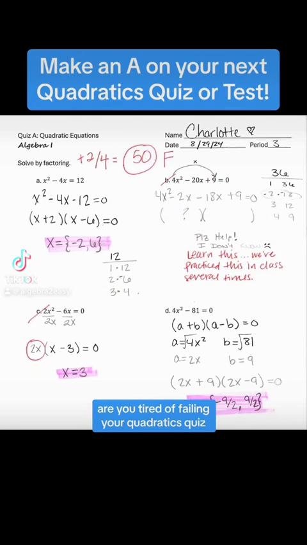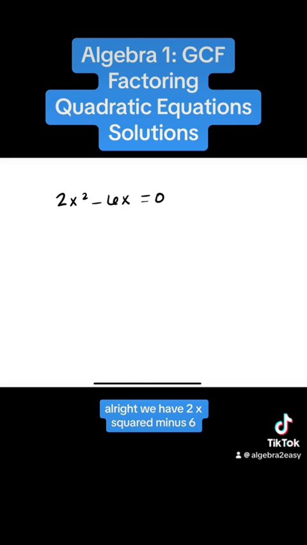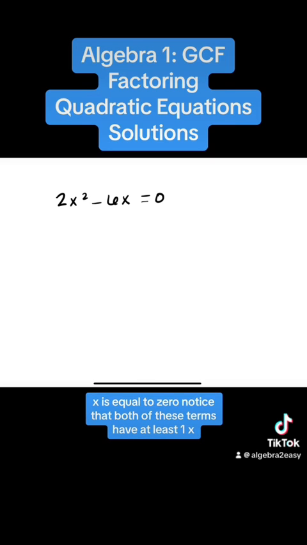Are you tired of failing your quadratics quiz? If so, keep watching. All right, we have 2x squared minus 6x is equal to 0.